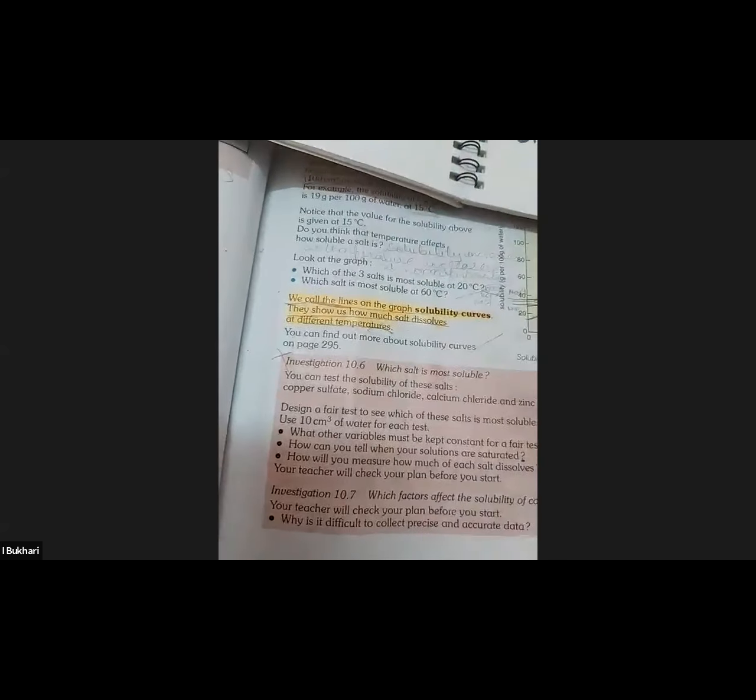Yes, good thinking. We can use 100 ml, not 100 ml. They have told you to use 10 cm cube of water. Yeah, because when we are comparing, we are only comparing the solubility, okay? The rest of all the factors should be kept constant, especially those factors which might affect the solubility, right?